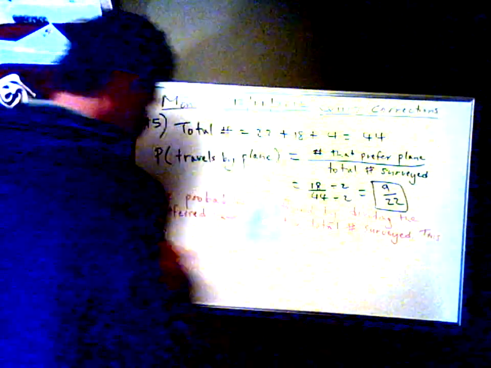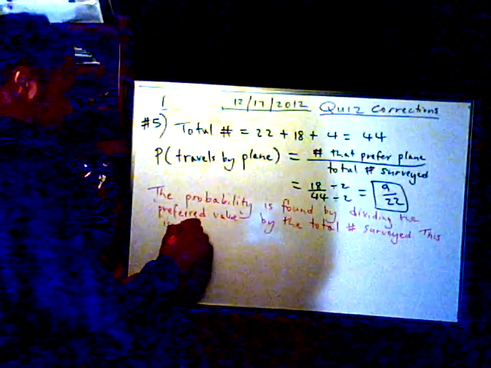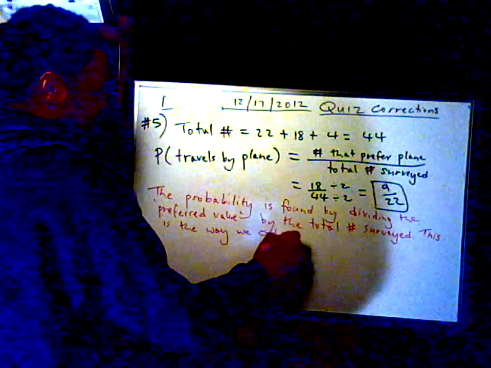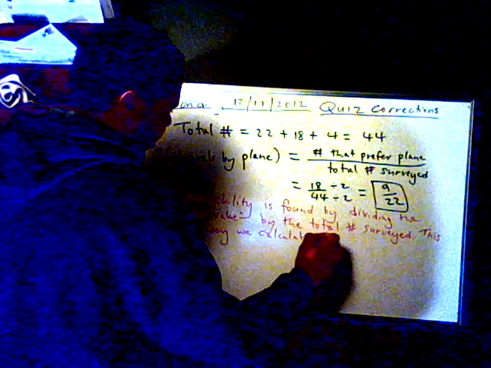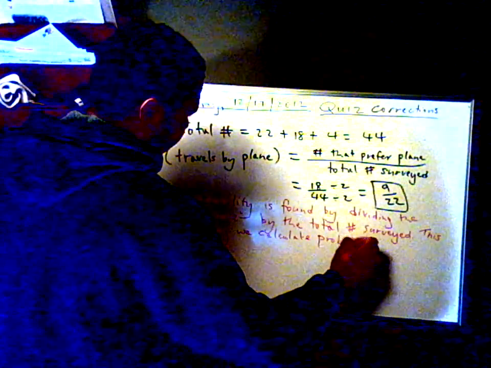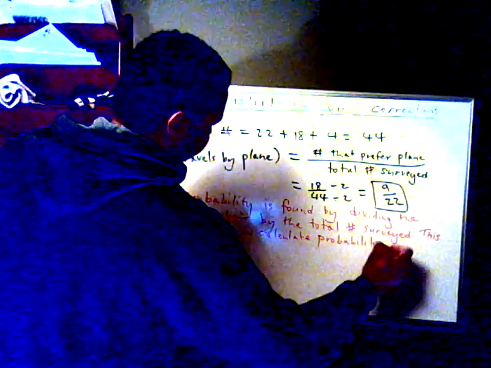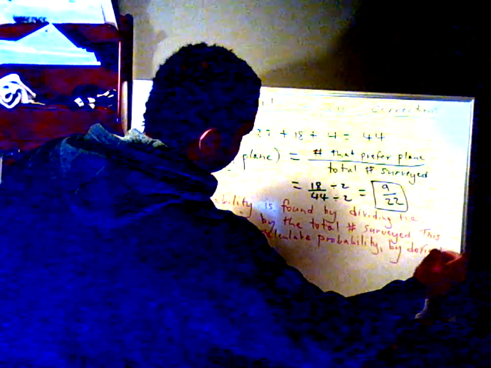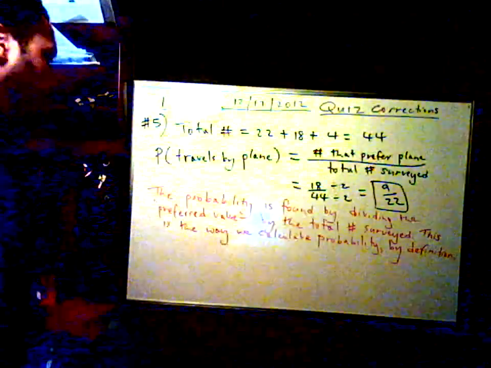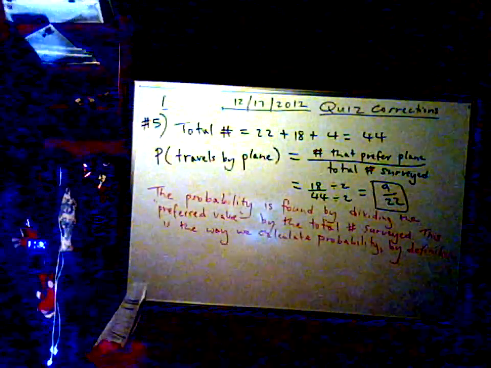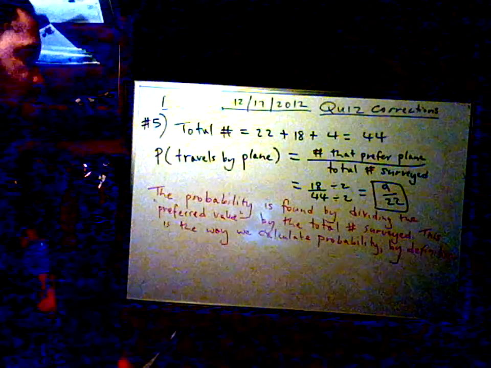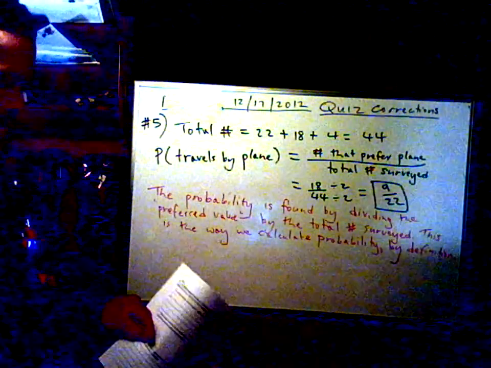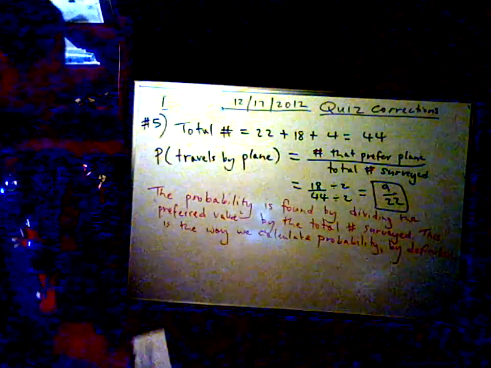This is the way we calculate probability by definition. So the probability is found by dividing the preferred value by the total number surveyed. This is the way we calculate probability by definition. Okay, so that was part A.